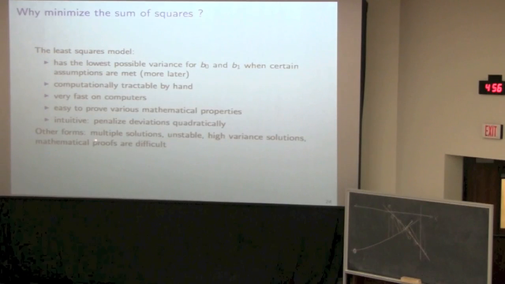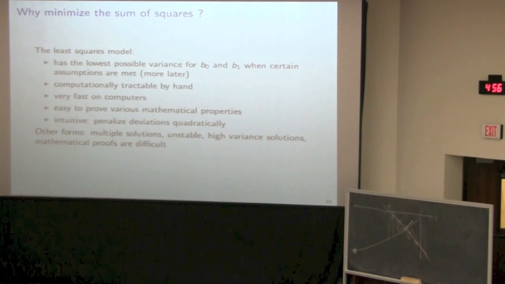These other methods may fail. You might get multiple solutions for the same data set, or you get very high variance solutions, with very large confidence intervals. Essentially, the confidence intervals will tell you that your model has no statistical significance. So from a historical perspective, but also from a mathematical proof point of view, we tend to still use least squares, which is why we see it so widely used.